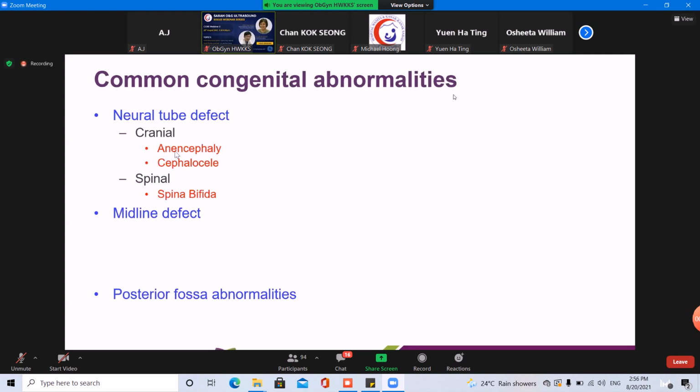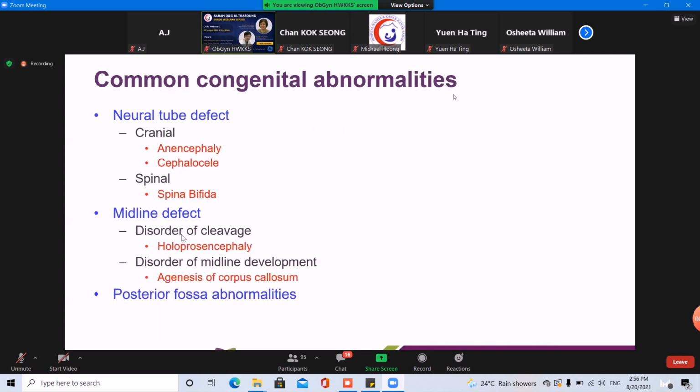If it is in the head, and the whole cranium is absent or the whole brain is absent, it is anencephaly. And if there is a small hole with herniation of the brain tissue, it is cephalocele. And in the spine, if there is a hole inside, it is spina bifida.